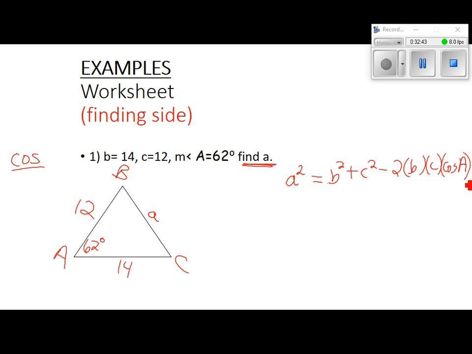All right? Now we're going to start plugging in numbers. Do we know little a? That's what we're looking for, so that's our variable over there on that side all by itself. Do we know little b? Yeah. What was it? 14. So 14 squared plus 12 squared minus 2 times, what do we put in for b right here? 14. So b goes in right there, times, what do we put in for c right there? 12. So that goes right there, times cosine, what's angle A? 62. So we put in 62 right there.